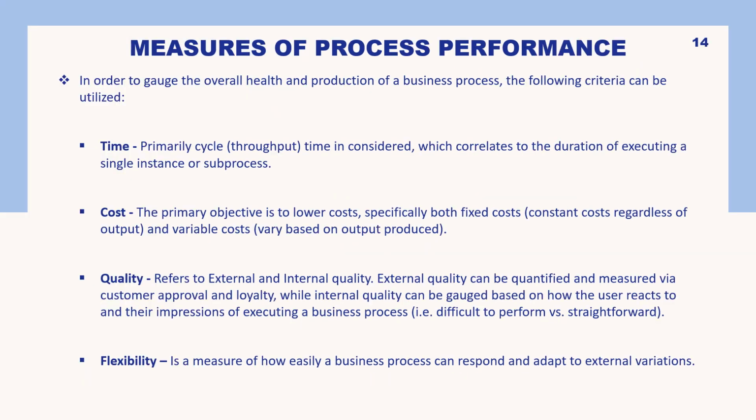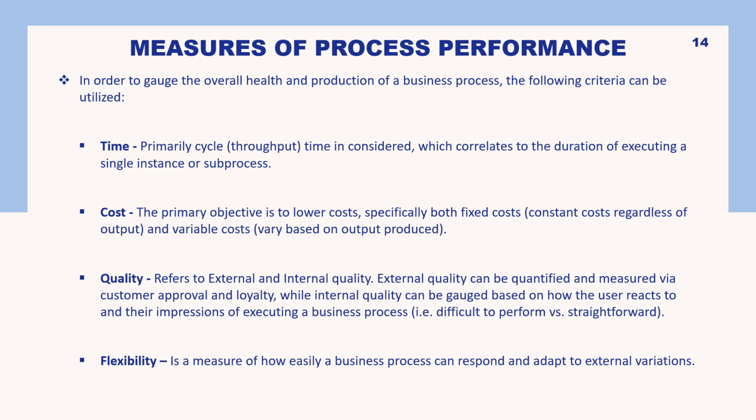We'll finally wrap up this presentation by discussing the measures of process performance as well as the process portfolio. In order to gauge the overall health and production of a business process, the following criteria can be utilized to measure the performance of a business process. The first being time. When we refer to time, we primarily mean cycle time or throughput time, which essentially correlates to the duration of executing a single instance or sub-process.